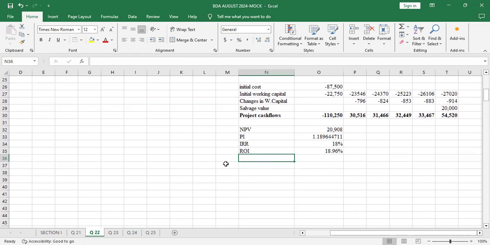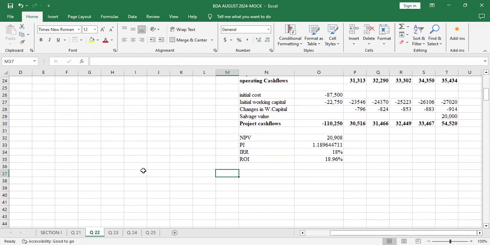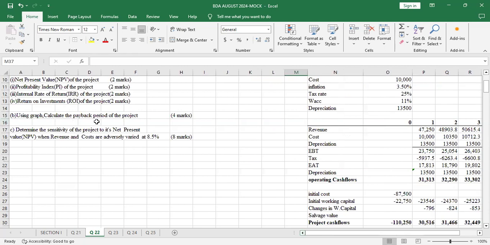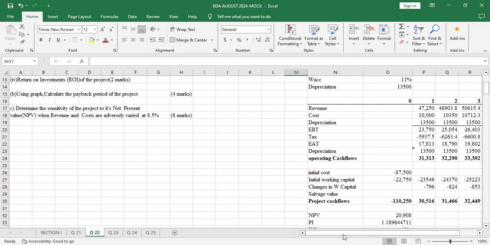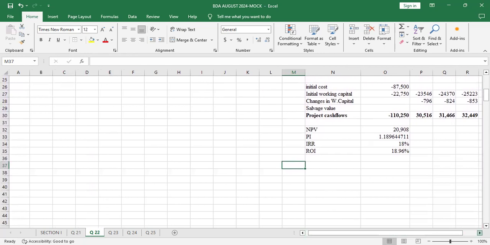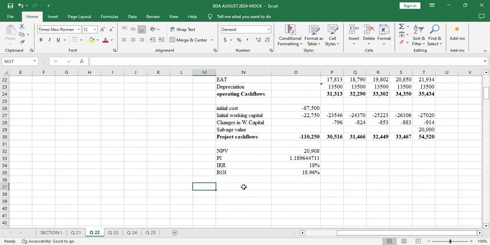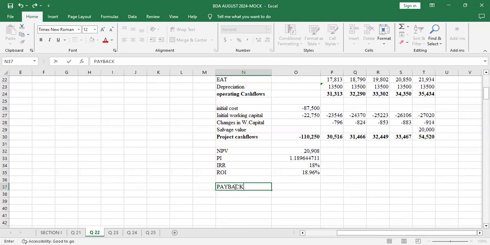So that's how we are supposed to do part A. Part B of this question says, using a graph, calculate the payback period of the project. So this is what we are going to do. First, I'll calculate the payback period through the Excel formula. Then I'll do the graph and you'll see how we go about it.